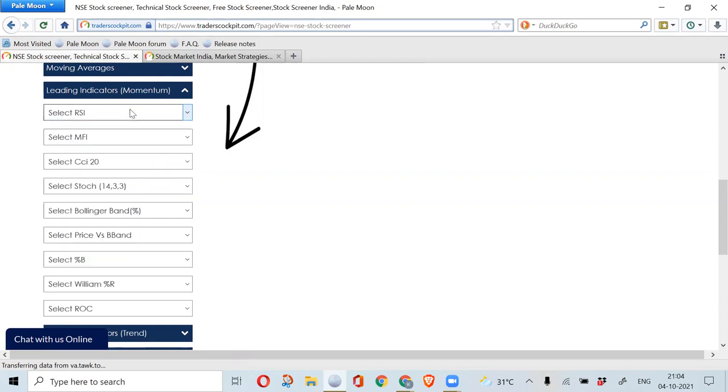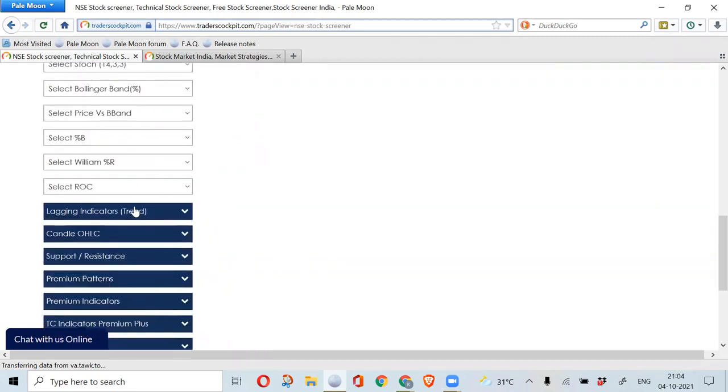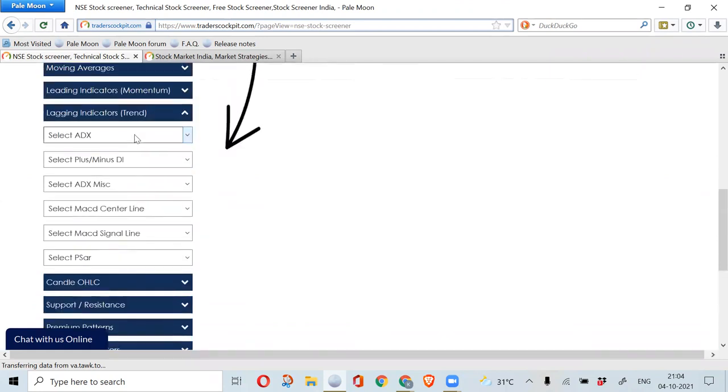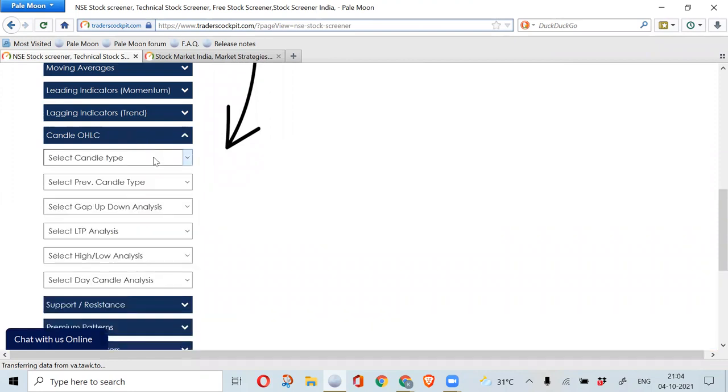Just observe the conditions and then you will understand how to create our own customizable screener. So RSI, MFI, CCI, stochastic, Bollinger Band, price versus Bollinger Band, all the conditions are available. And then some based on the lagging indicators like ADX, MACD, parabolic SAR, all the conditions for lagging indicators are also available. And then moving on, we have the candle open, high, low, close conditions.